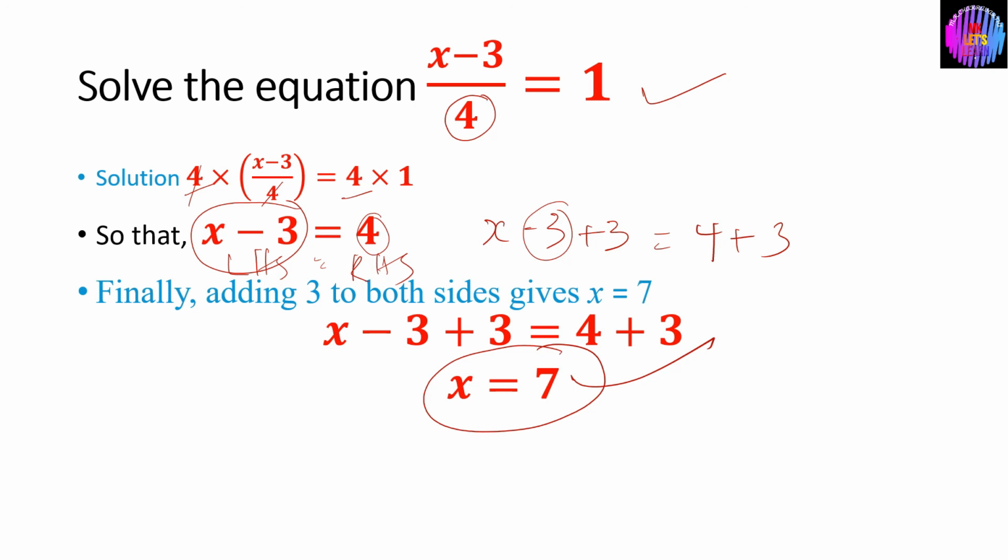Okay, next we will meet again with a new concept, simultaneous equations.